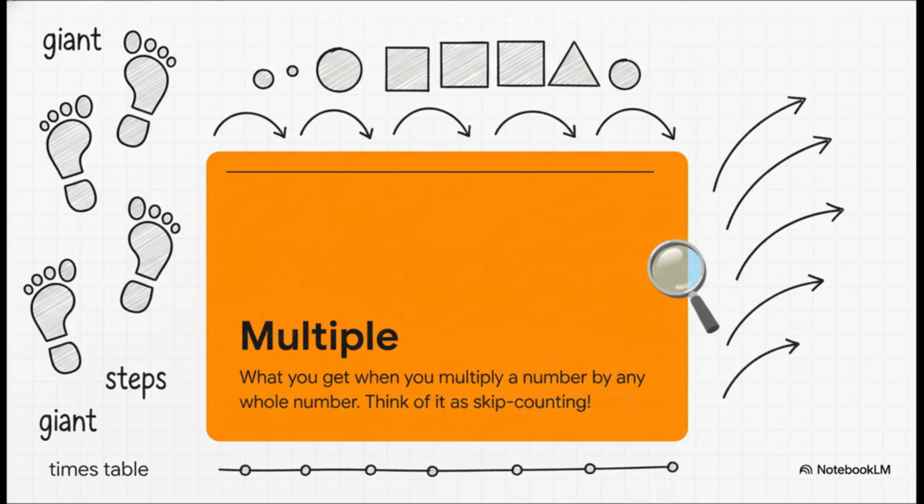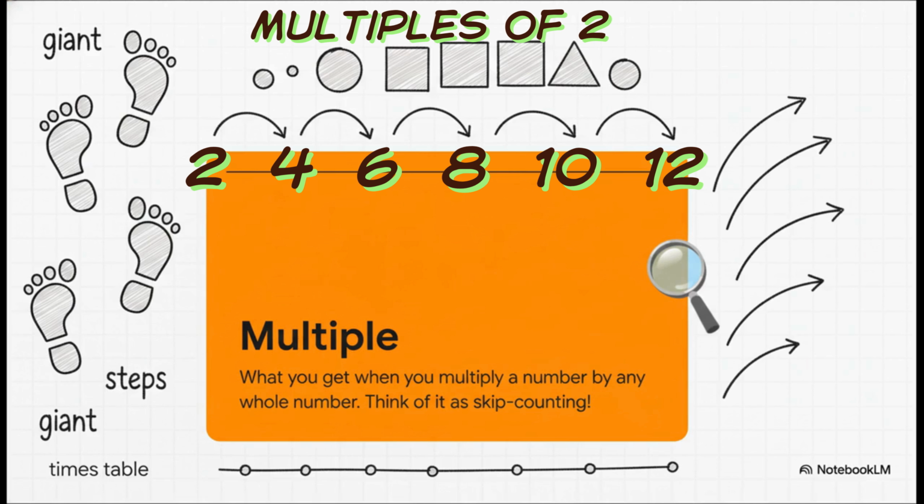This is our building up path. It's like skip counting or taking these giant steps forward. A multiple is just what you get when you take a number and multiply it, like its times table. And this path goes on forever.